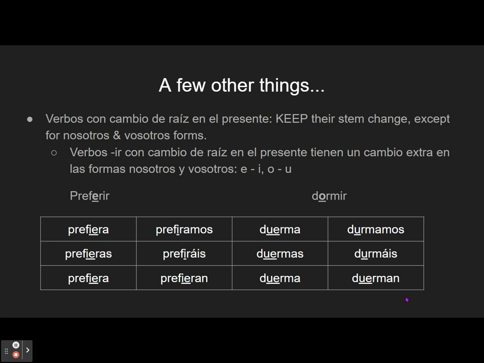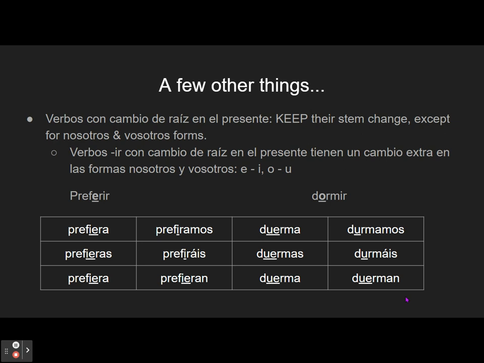Tenemos más información para ustedes. Deben saber que ver es un cambio de raíz en el presente. So, por ejemplo, tenemos preferir y dormir, como ven, as you see here, okay? Jugar. And let's go for poder as well. See? They keep their stem change with the exception of their nosotros and vosotros forms. So these would stay normal. So for the last one I said, poder, you'd hear pueda, puedas, pueda, podamos, podáis, and puedan.